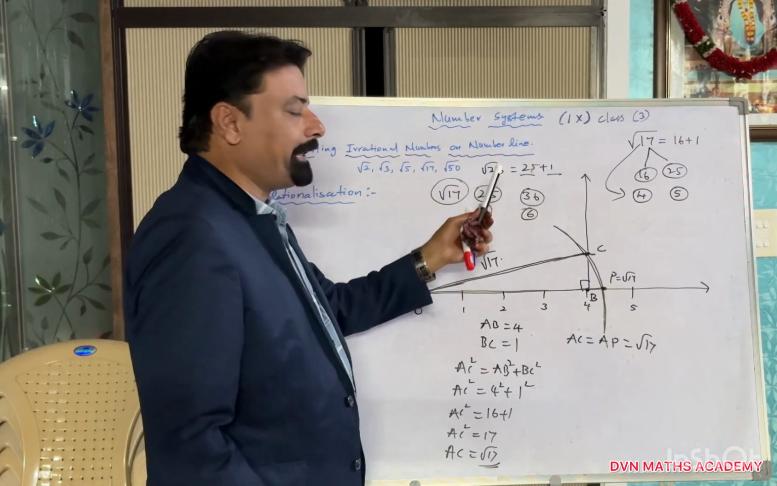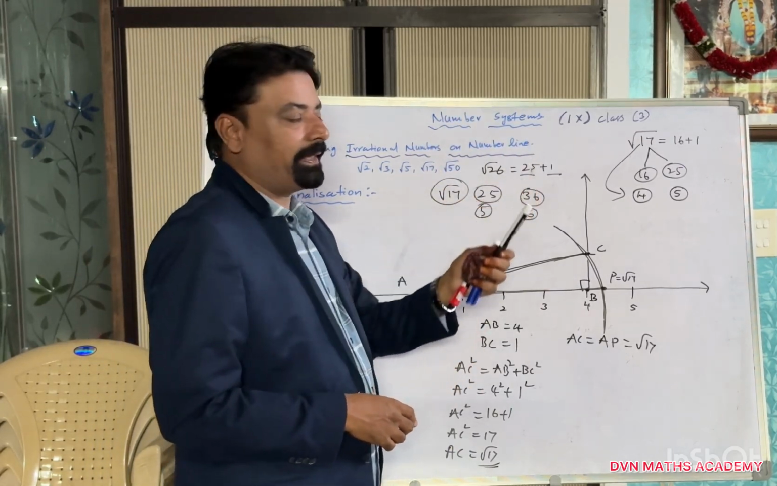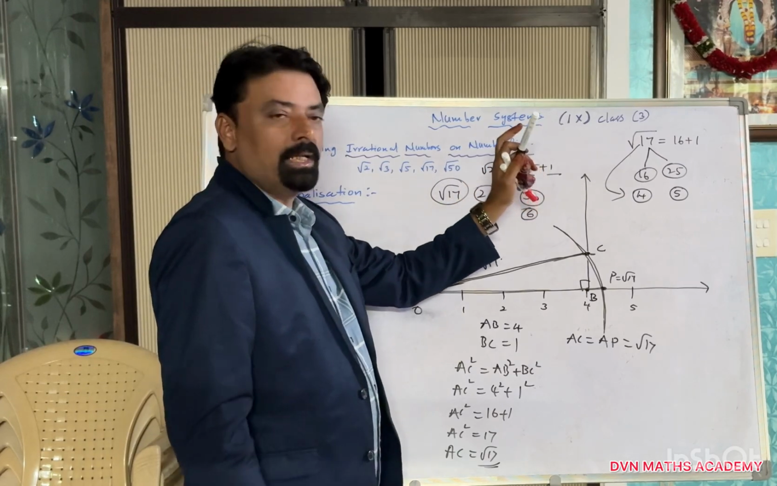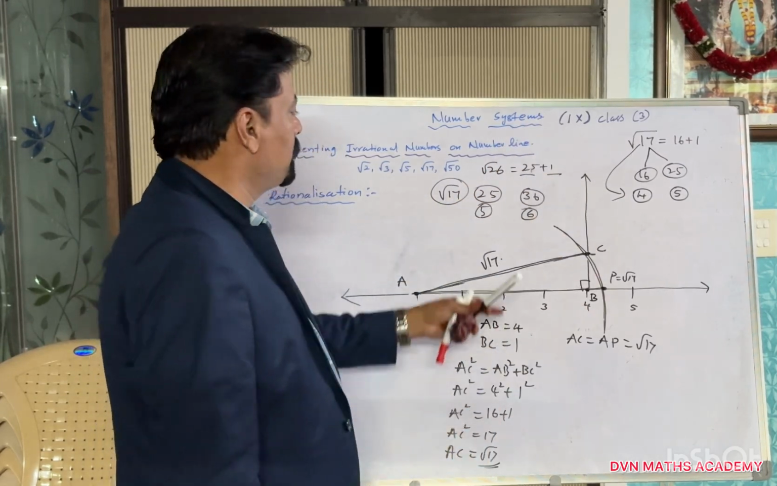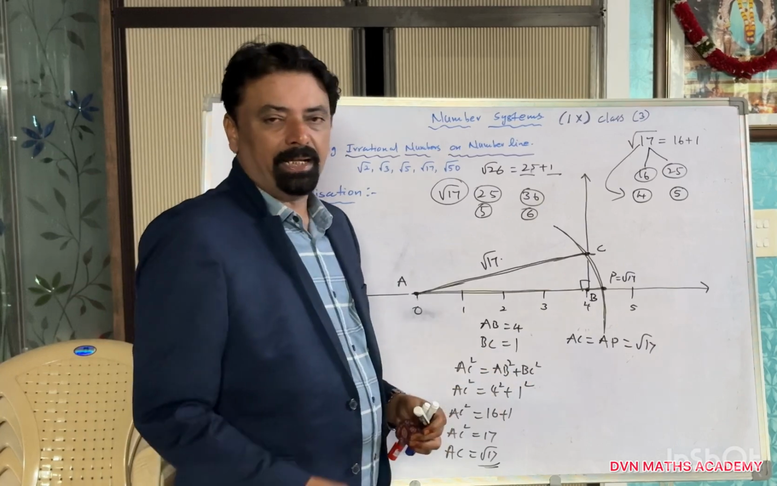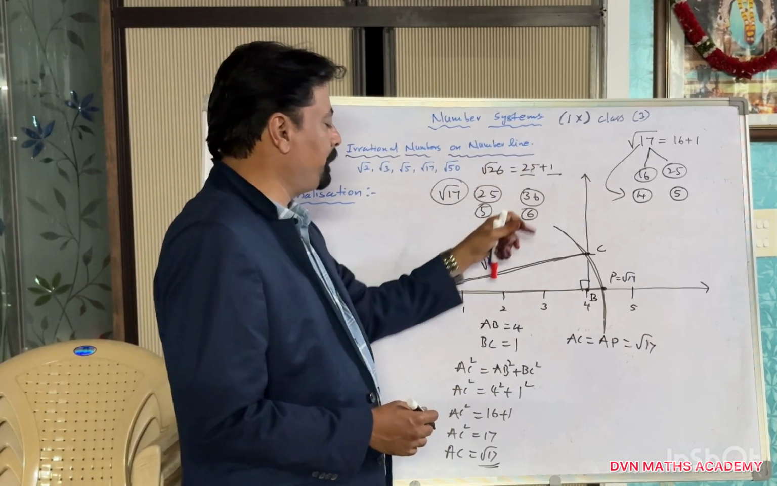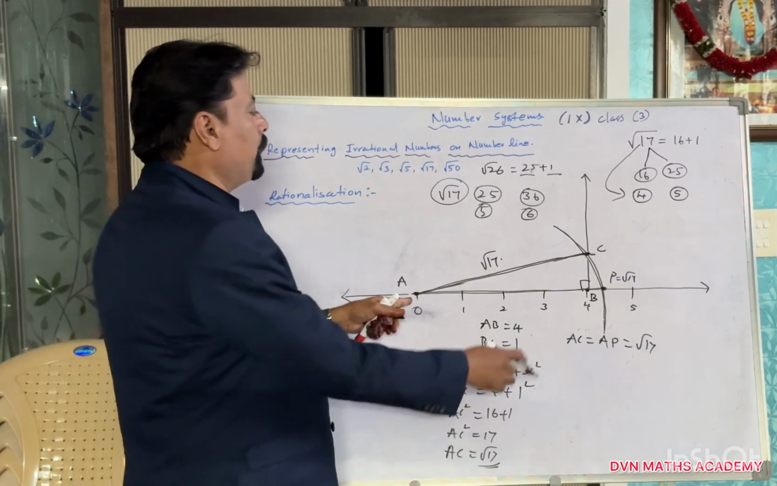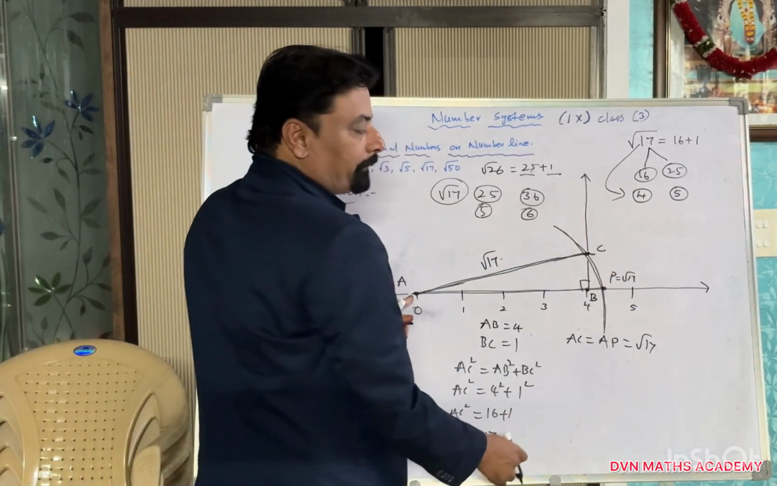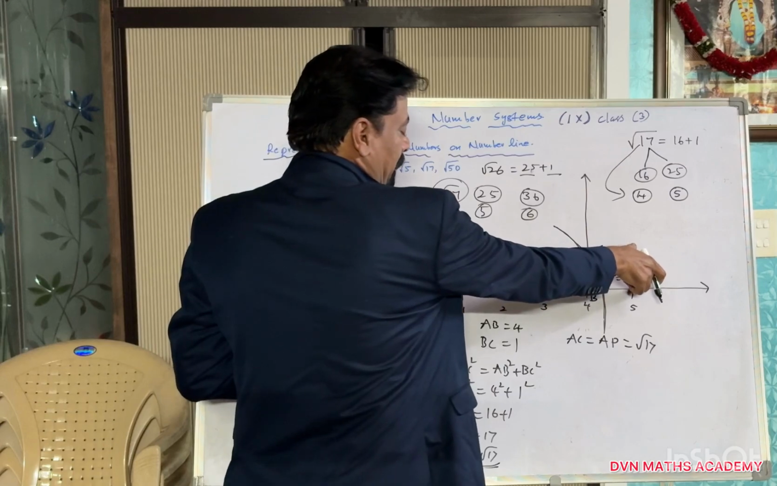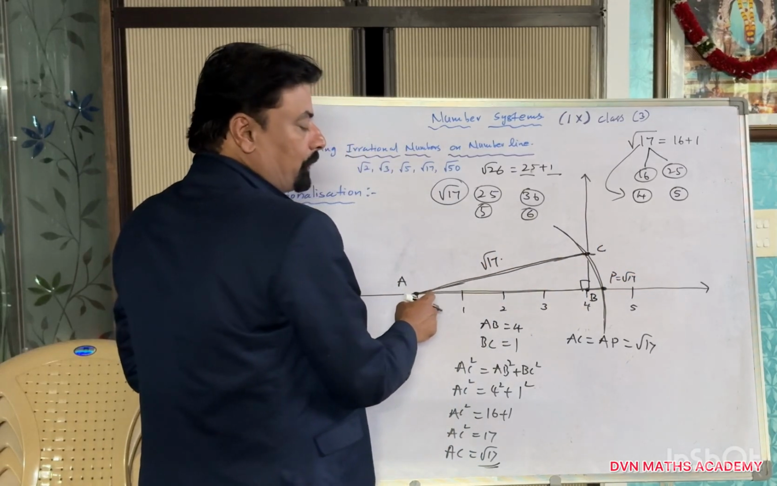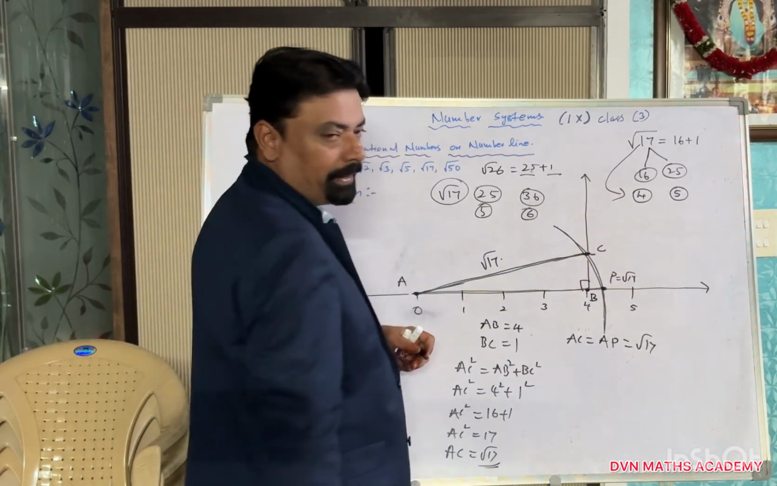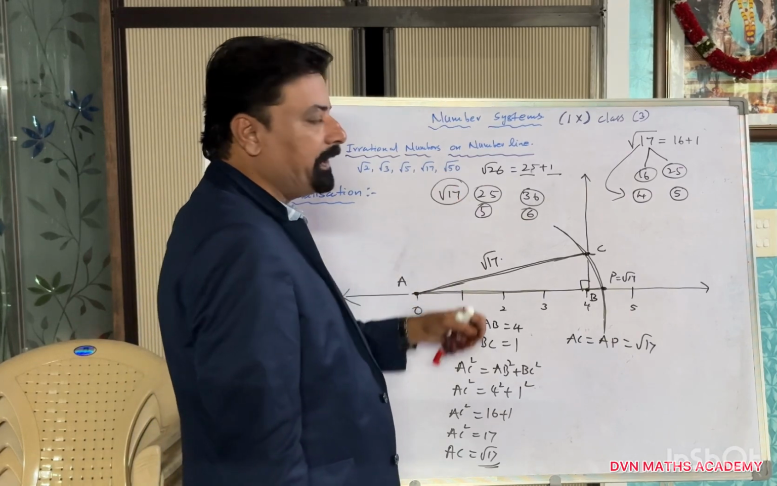Afterwards, you practice writing the number as a sum of two perfect square numbers. This 26 I wrote as 25 and 1. So then it is easy to represent on the number line. For example, for root 26 you take A at 0 and B at 5. So this is 5 units and this is 1 unit, and you join these two, you will get root 26 on the number line.